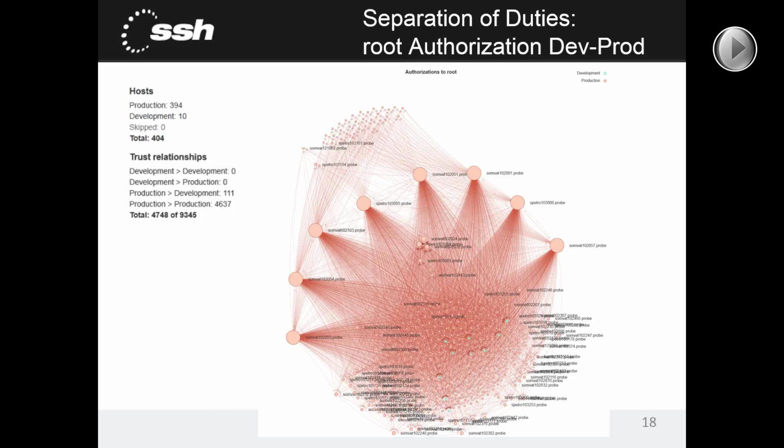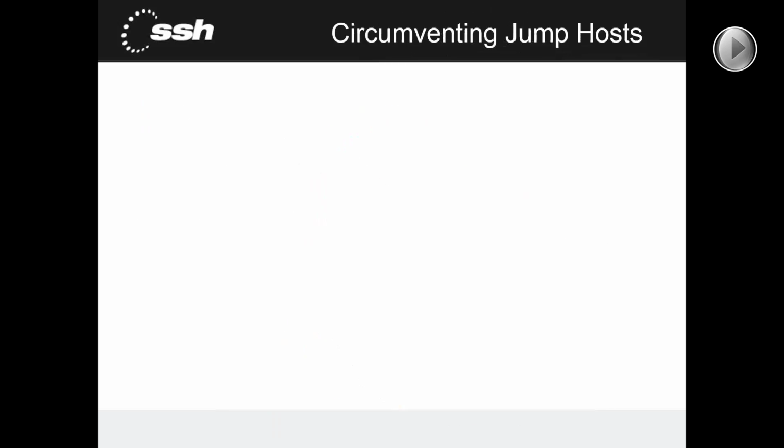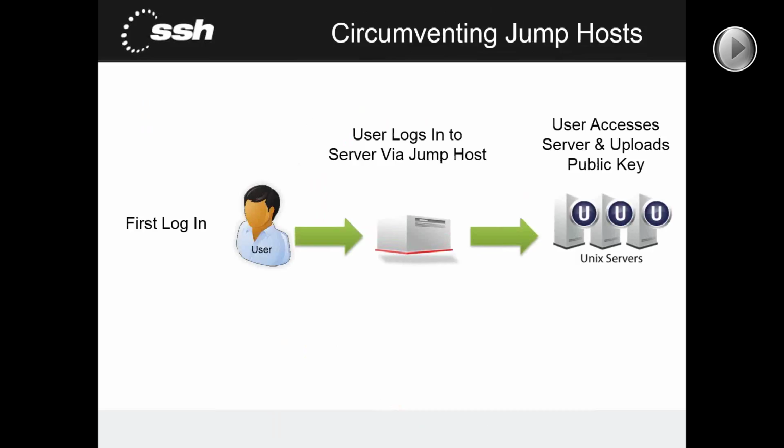And this is again just a diagram showing another scenario, in this case for this energy company, where we have a clear separation of duties violation. And circumventing a jump host. So many of you probably have heard of jump hosts. Many of you use jump hosts.